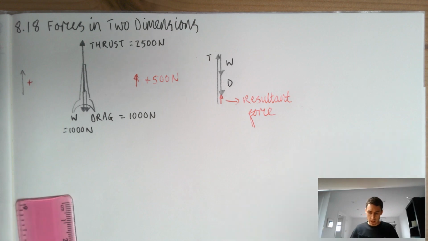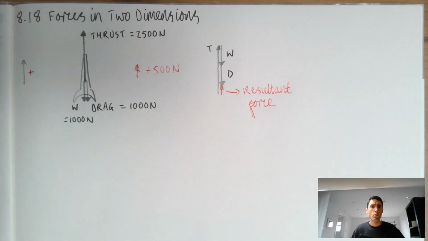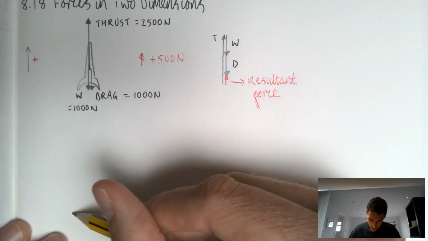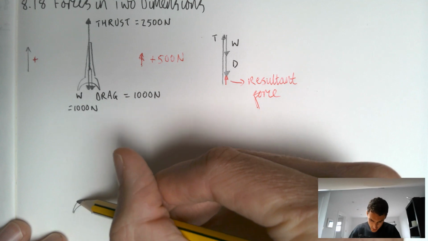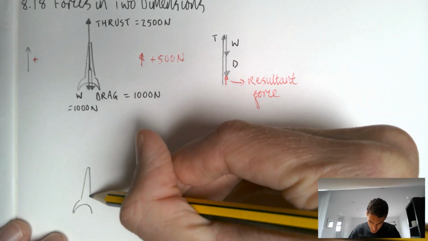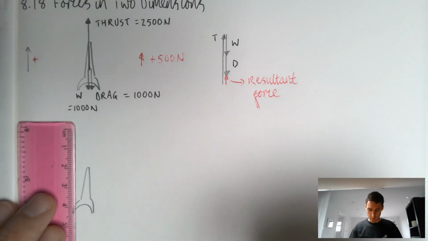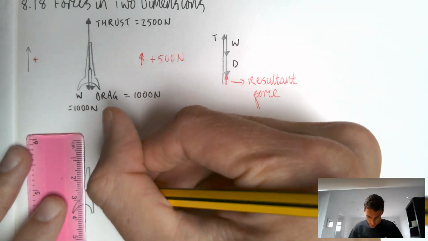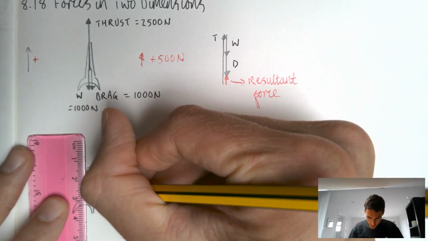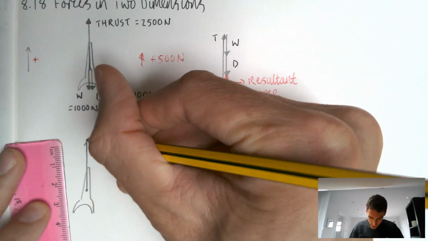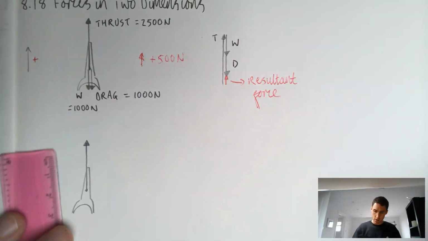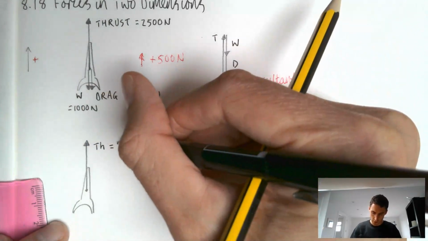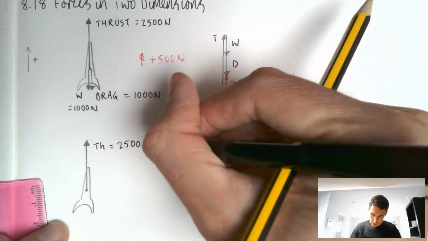Now, the next example was to say, okay, what the rocket does next is switch on some boosters. So we're going to draw a very similar rocket like this. It's going a bit sideways, but never mind. I'm going to draw my centre of mass in the middle. Then I'm going to draw my 2,500 newton thrust force. I'll put it as TH for thrust, so we don't confuse it with tension. It's going to be 2,500 newtons.